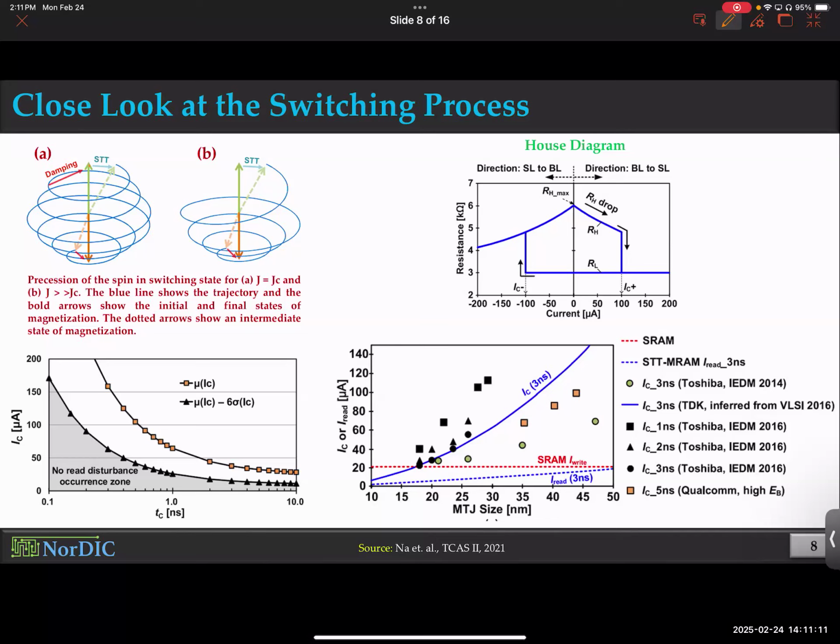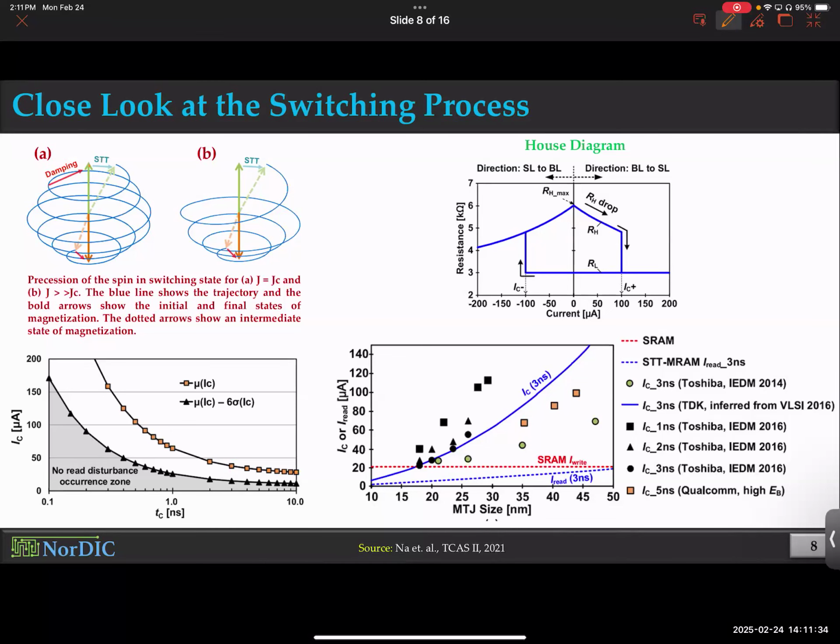I wish I could show. Maybe I'll share an animation of precession on Canvas from YouTube. It's easy. Or you could also Google it, but I'll do one for you. But at least take a look at it in class. So it basically starts precessing and gradually gets to the other direction and then settles down in the opposite direction. That's how it switches, not abrupt switching.